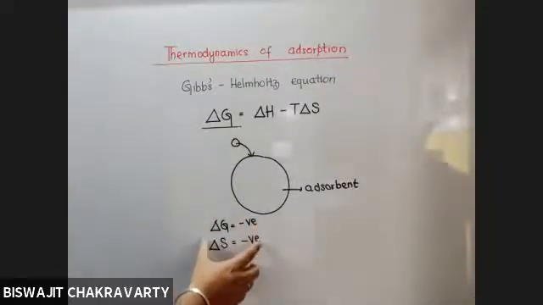Up to this point, is it clear or not? Delta G is negative and delta S is negative. Delta S is the change in entropy.